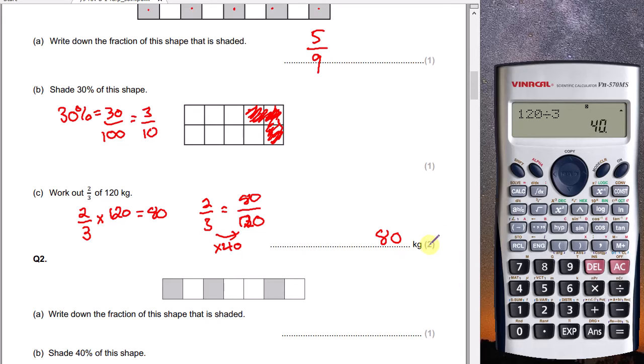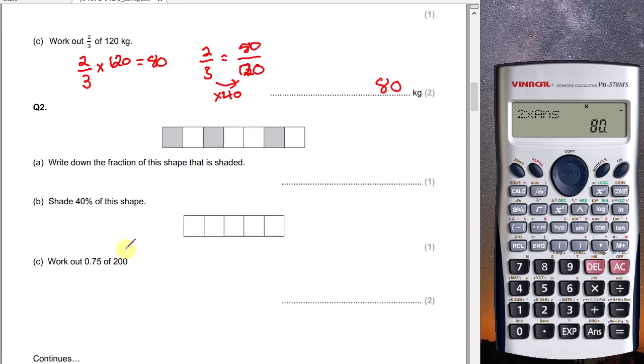If you make any sort of error on your calculator, even if I forgot to do the 2 times as well, 2 times my answer is 80 kilograms. So any form of error on your calculator could lose you both marks. If you show the mechanism, if you show 2/3 times 120, you'd get a mark.